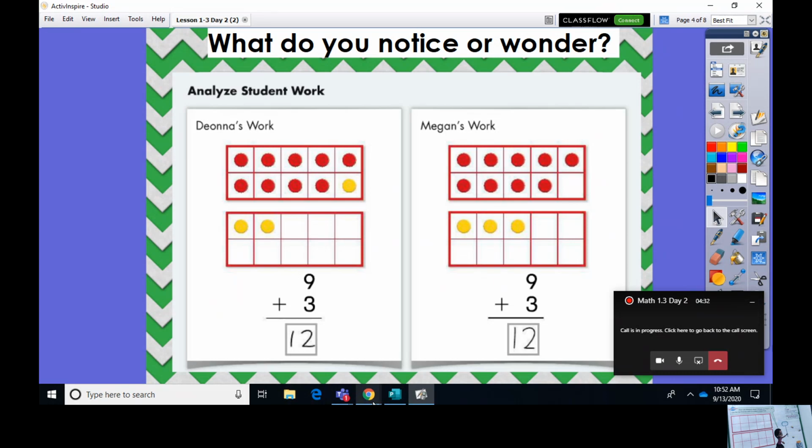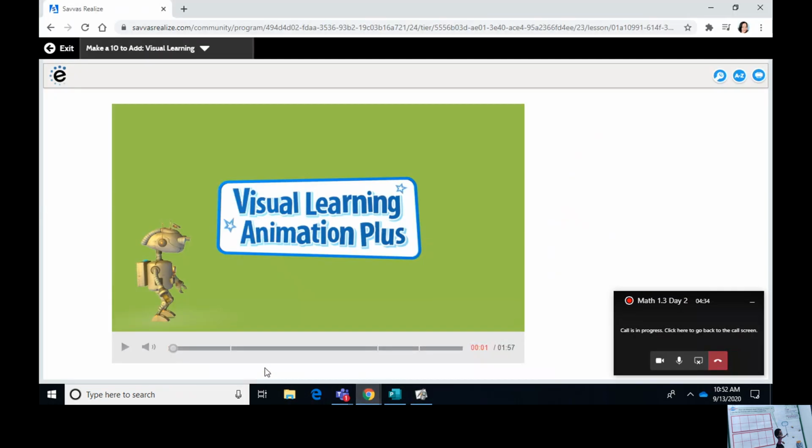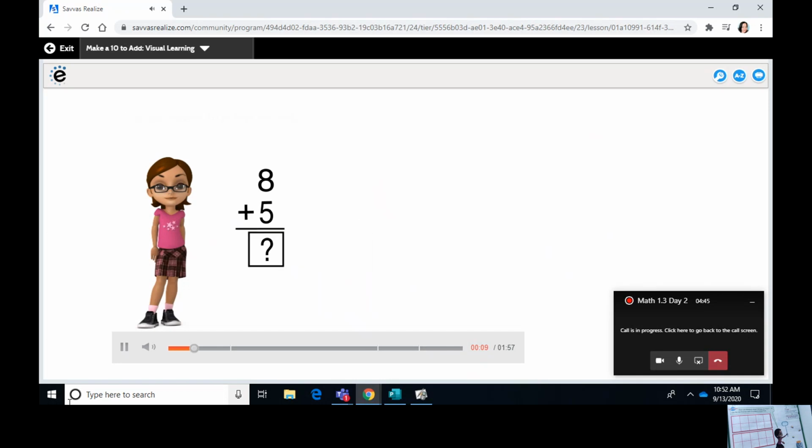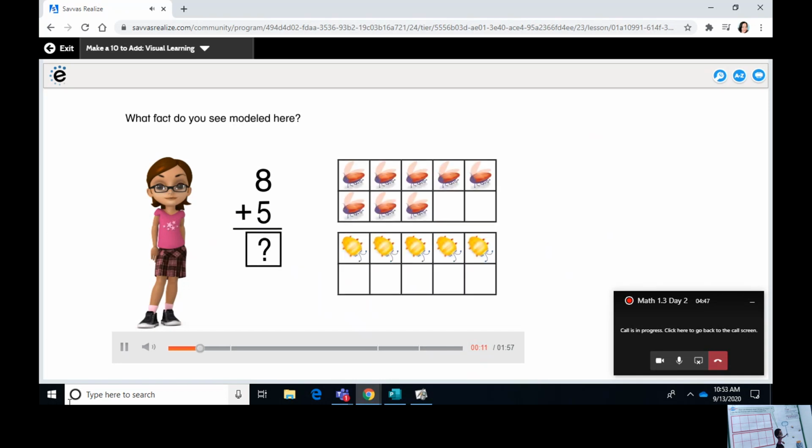Let's get a little more information from our video today. You can make a 10 to help you add 8. What fact do you see modeled here? The model shows 8 plus 5.